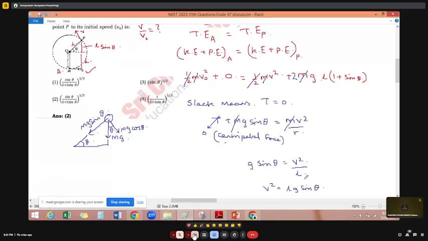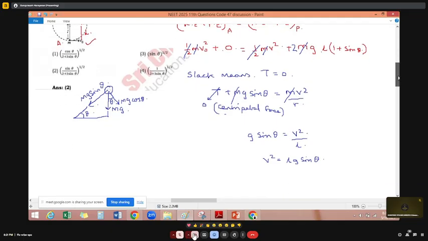Okay, now I can eliminate L over here to find the V0 and V square. Or I can substitute Lg sin theta over here to find V0 in terms of Lg sin theta. And then I can find the ratio. So it's going to be easy after this.